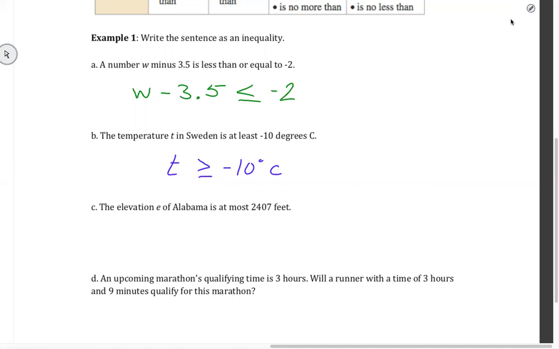Nate. The elevation of Alabama is at most 2,407 feet. What is at most? What does that mean? The elevation won't be more than that. That's the most. Yeah, it can't be more than that. If it can't be more than that, then it has to be less than that. Meaning that is the highest peak in Alabama, which I always thought Alabama was relatively flat. Apparently I was wrong.